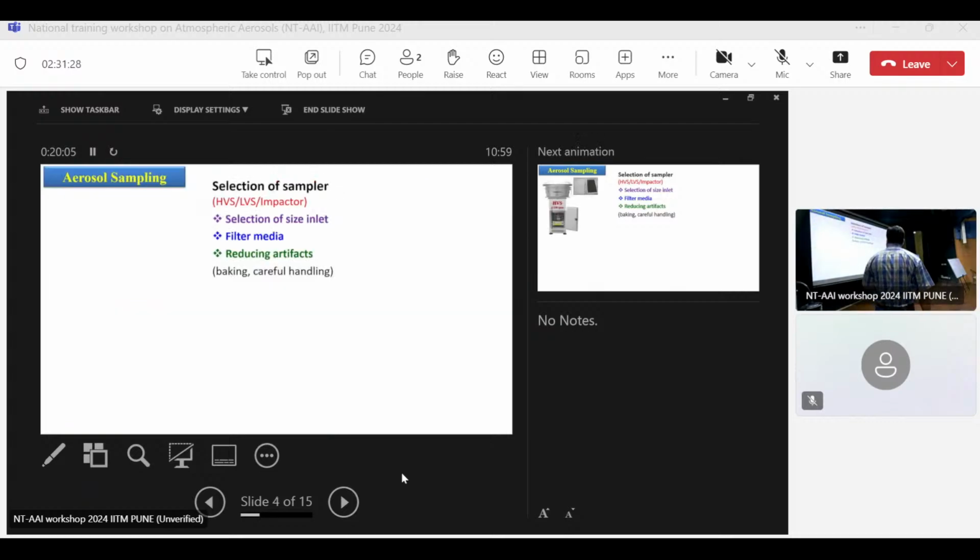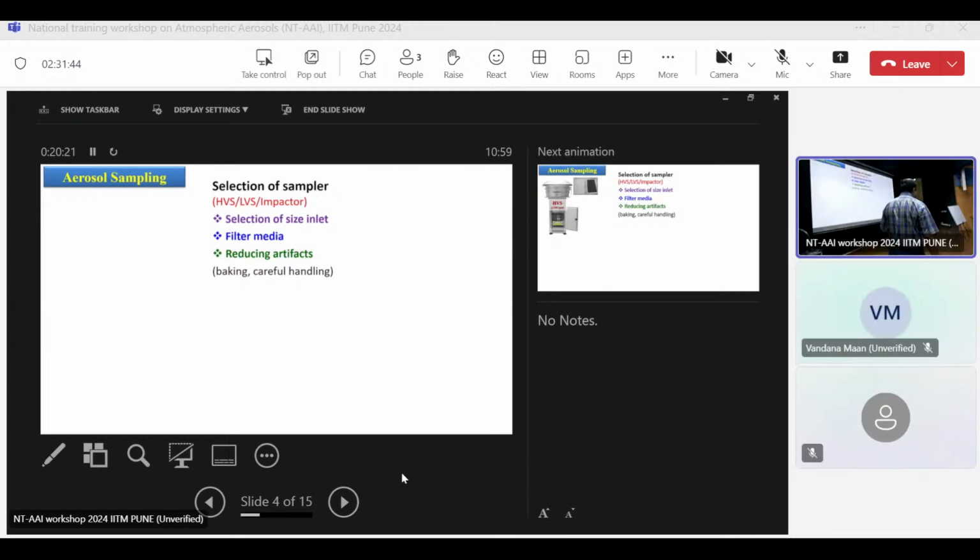Now, sampling. Something we already discussed: depending upon what you want to do, you will choose a sampler. It can be HVS, high volume sampler, LVS, low volume sampler, and impactor, you know. I think the first or second lecture was on this. High volume sampler means what? High volume is what? What do you call high volume?